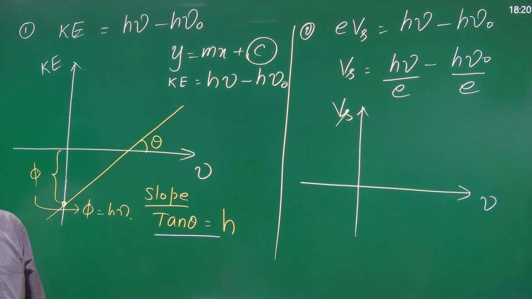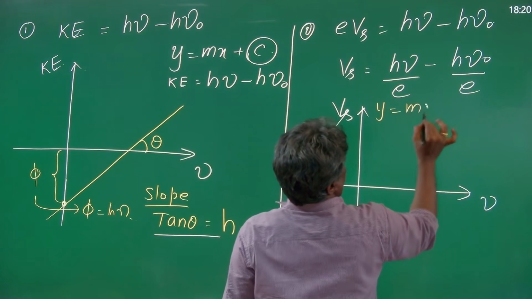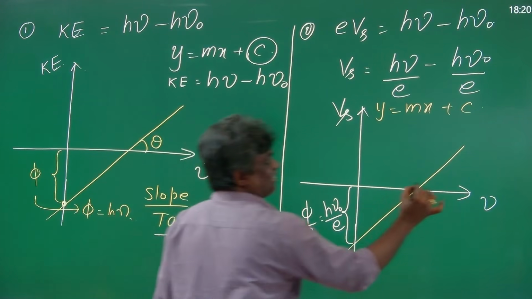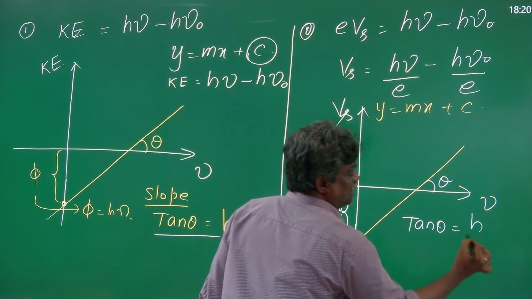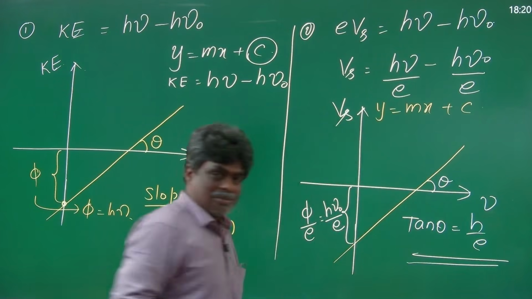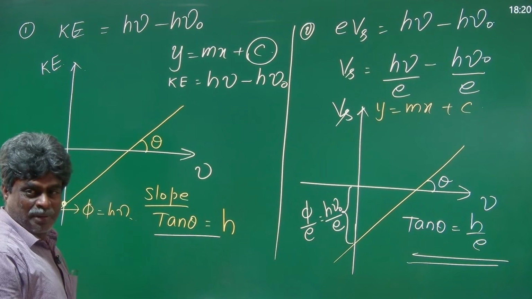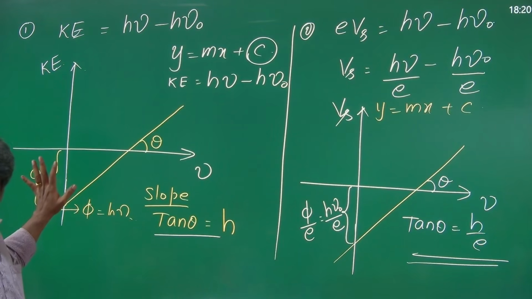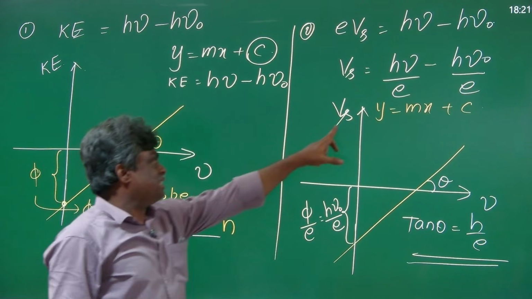Slope is h by e, because y equal to mx plus c, everything including the subject also. So this is theta and here tan theta equal to h by e. Questions are quite similar, but we will remember this. In the options there is h, h by e is there. We will answer h and come out and say I answered the question, but we won't see this.